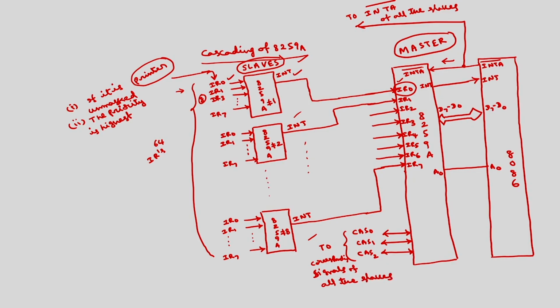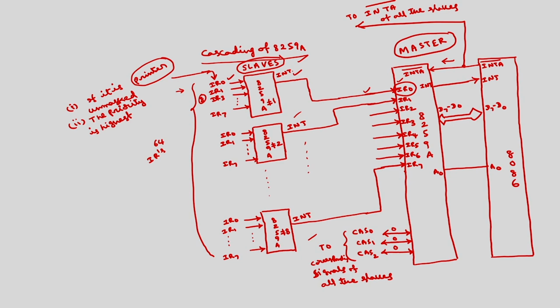So, in response to the first INTA bar acknowledgement cycle, this master 8259 places the ID. Normally, if this is connected to IR 0, the ID will be 000. If the request is through IR 1, it will be 001, and so on. This ID will be placed on CAS 0 to CAS 2, which will be received by all the slaves. The slave which has initiated this interrupt will enable, and now it will respond to the second and third cycles of the INTA bar signal.